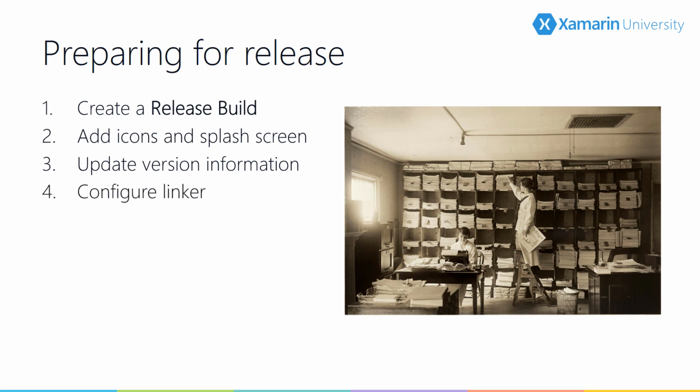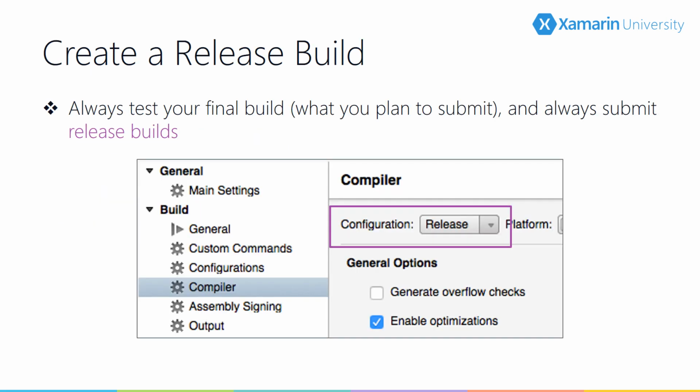You want to compress your app as much as possible, and we can use something called the mono linker for this. And then of course you want to build the actual distribution package.